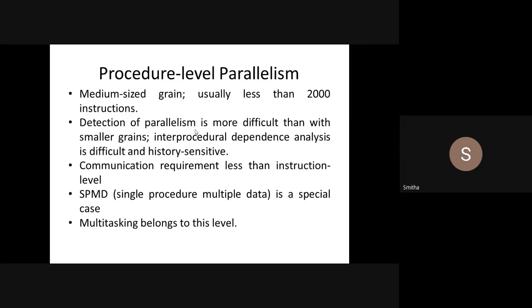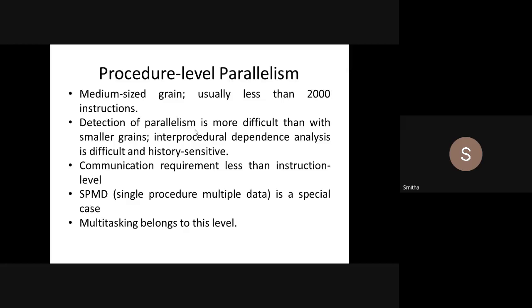But in case of fine grain, it is easy to find the parallelism, because we will have fewer instructions. Communication requirement is less than instruction level. So here, one disadvantage is that detection of parallelism is difficult, so by default the degree of parallelism will also be less. But communication requirement is less than instruction level, because we will have fewer threads here, fewer partitions. So communication requirement will be less.